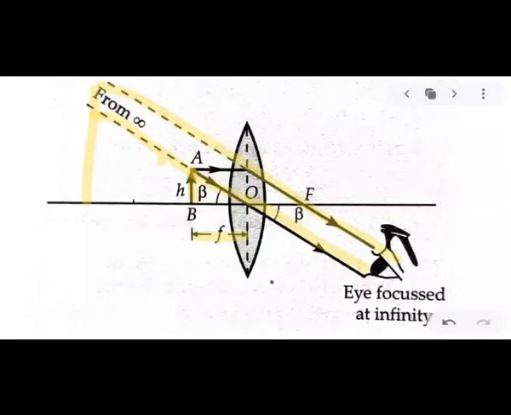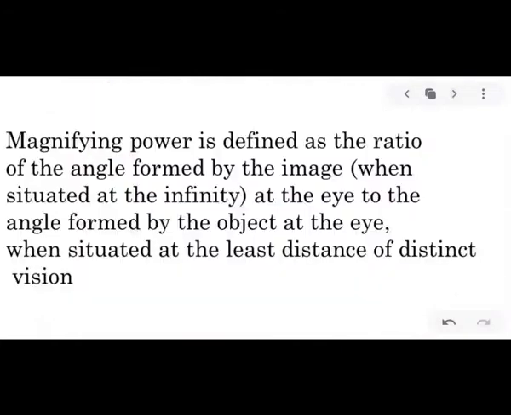Fine. Now next, let's understand magnifying power. Magnifying power is defined as the ratio of the angle formed by the image at the eye when situated at infinity to the angle formed by the object at the eye when situated at the least distance of distinct vision. Now, what does this mean?